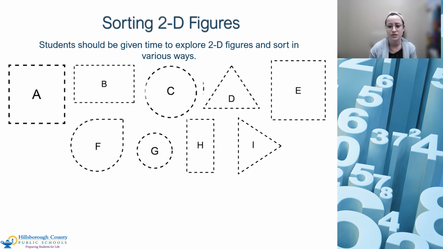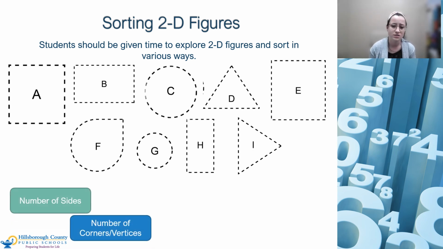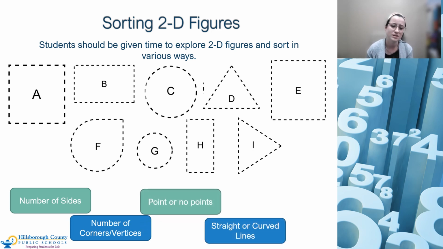Take a minute and look at the shapes on your screen and think about how you or a student might sort these shapes. You could sort by the number of sides, or the number of corners or vertices. Does it have points or no points? Does it have straight or curved lines? Or is it just the same shape? There is no single right answer when students are sorting, as long as they can explain why they sorted a certain way and how their shapes fit into each of those categories. This will help develop the foundation for how students can use defining attributes to identify their 2D figures.